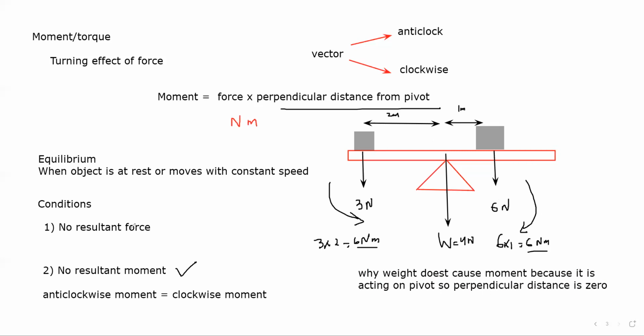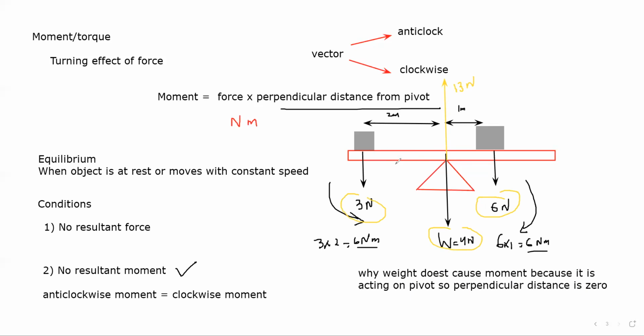But what about no resultant force? How does it balance? Basically, 3 Newton, 4 Newton and 6 Newton are acting down. So the total downward force is equal to 13. To balance this, the pivot will apply an upward force of 13 Newton. So the upward and downward forces are also equal, because 6 Newton, 4 Newton and 3 Newton add up to 13.